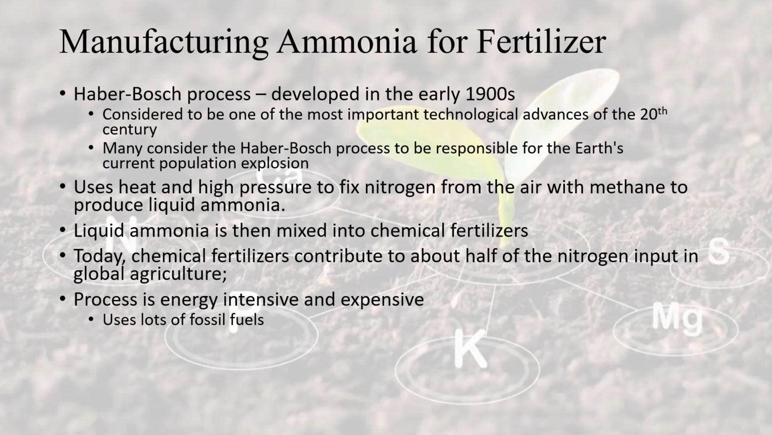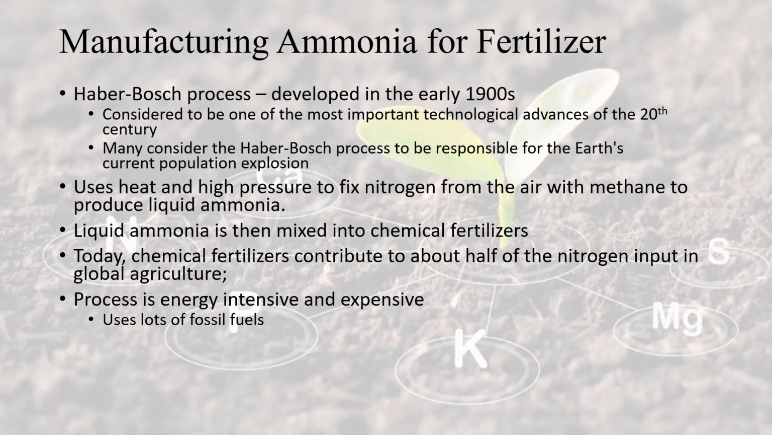I think it was developed by Haber and Bosch, although don't quote me on that, but that seems most likely, right? So it was developed in the early 1900s. It's considered to be one of the most important technological advances of the 20th century, and many consider it to be responsible for the Earth's current population explosion, because this allowed us to produce large amounts of chemical nitrogen fertilizer. And it's going to allow us then to grow a lot of plants because we have all this fertilizer and increase our yield and productivity because of this fertilizer.